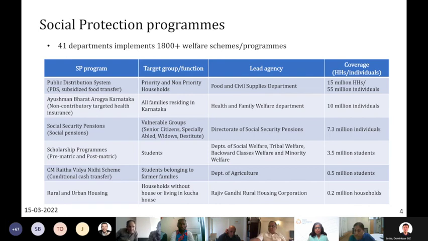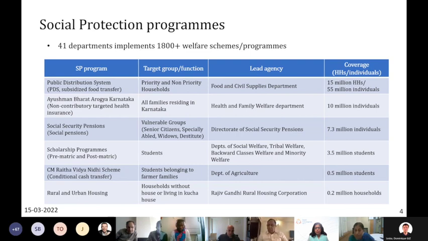Karnataka implements more than 1,800 welfare schemes and programs through its 41 departments. There are large scale social protection programs, with the public distribution system giving subsidized food transfer, which covers about 15 million households, that is about 55 million individuals in the state. Other key programs are health insurance, that is the Ayushman Bharat Arogya Karnataka, which currently covers about 10 million individuals. Social security pension to vulnerable groups, particularly senior citizens, specially abled, widows, destitutes, covers about 7.3 million individuals.